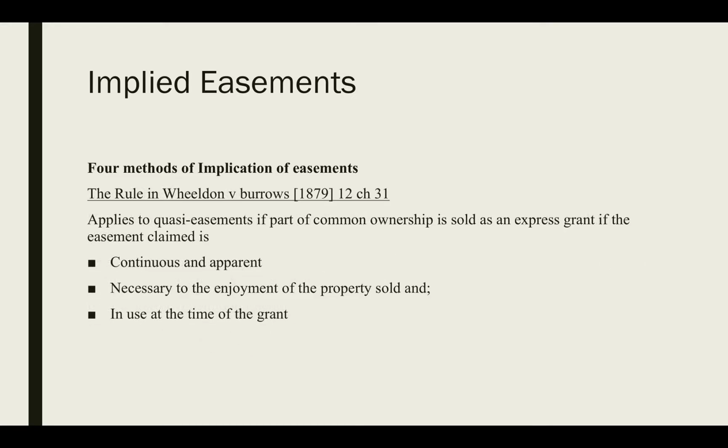The third method of implication of easements is under the rule in Wheeldon v Burrows. This applies to quasi-easements if the common ownership is sold, as an implied grant, if the easement claimed is continuous and apparent, necessary to the enjoyment of the property sold, and in use at the time of the grant. The fourth method, which is under Section 62 of the Law of Property Act 1925, was addressed above and will not be commented on any further.